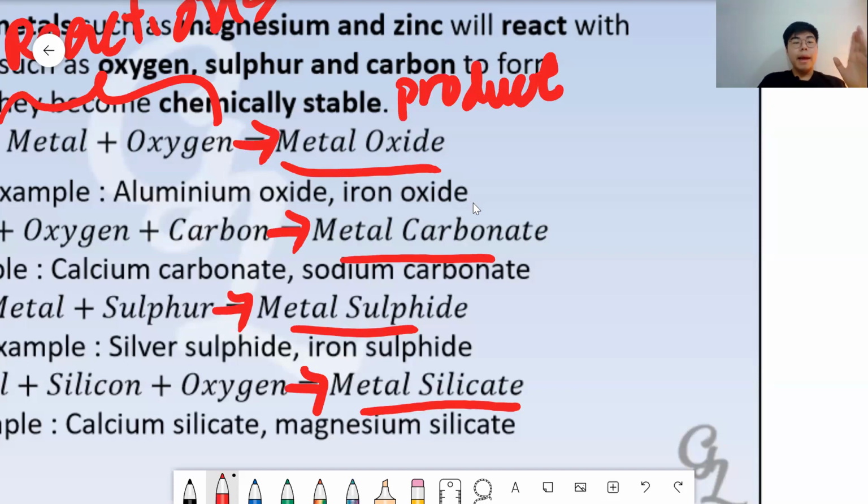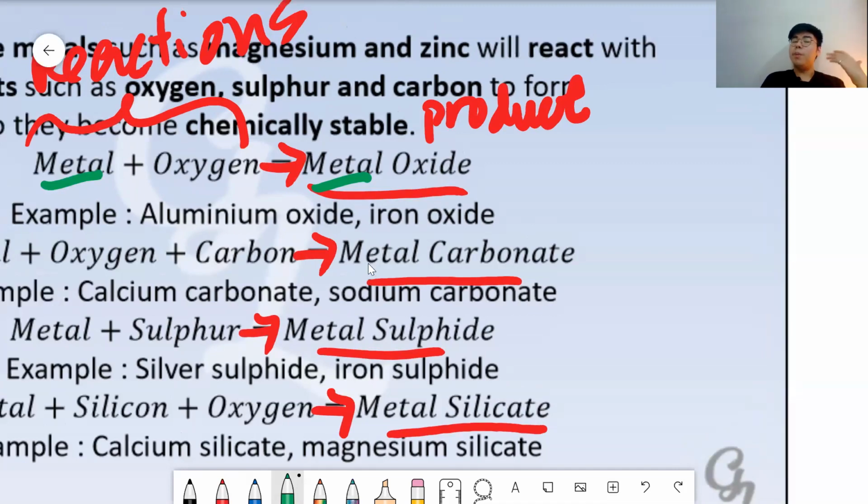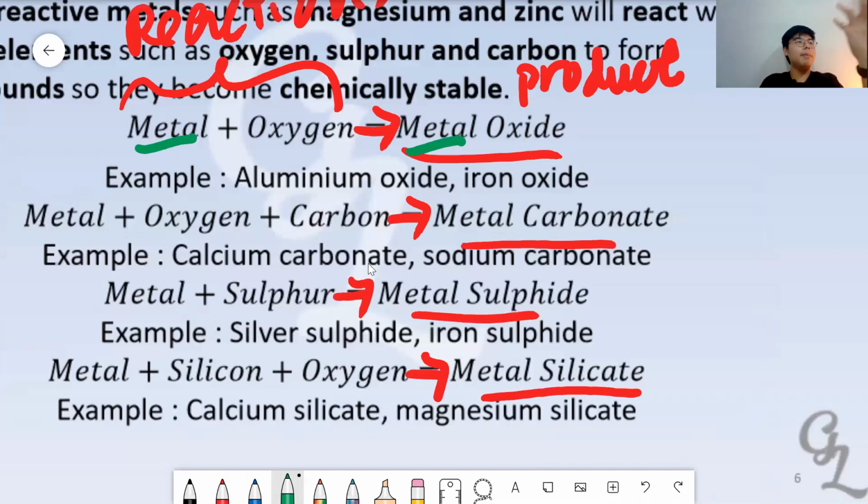So, metal plus oxygen, they will combine with each other to form what we call a metal oxide. And your job is what? Your job is to change the word metal. How do you change? When they ask about aluminium, you change. Aluminium plus oxygen, aluminium oxide.